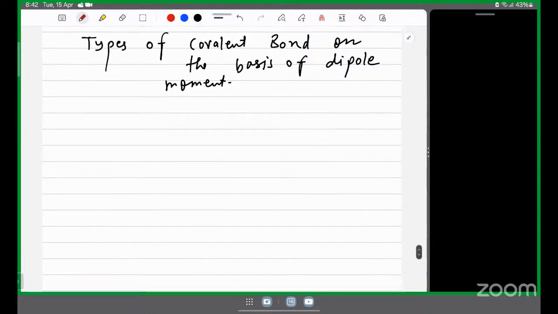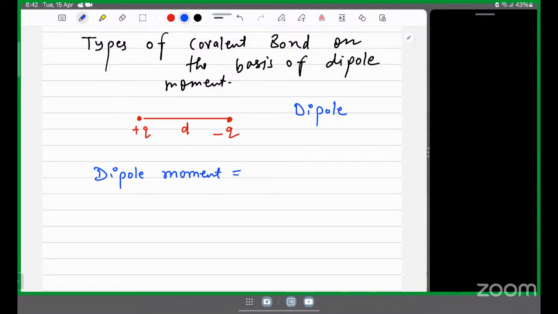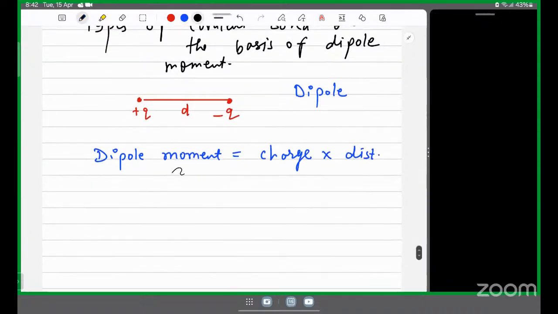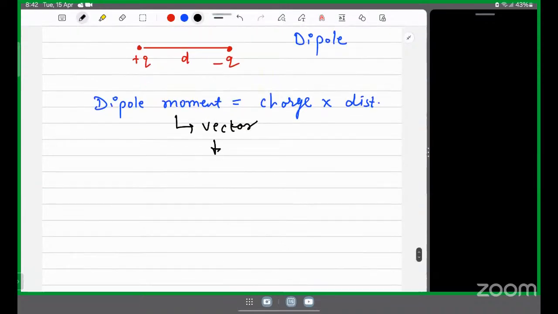If we have a positive charge +Q and at a certain distance D there is another charge of the same magnitude but with opposite sign, then this arrangement is known as a dipole. For a dipole, we define dipole moment. Dipole moment is given by charge multiplied by the separation between them, that is distance. Dipole moment is a vector quantity, so there will be a direction for dipole moment.